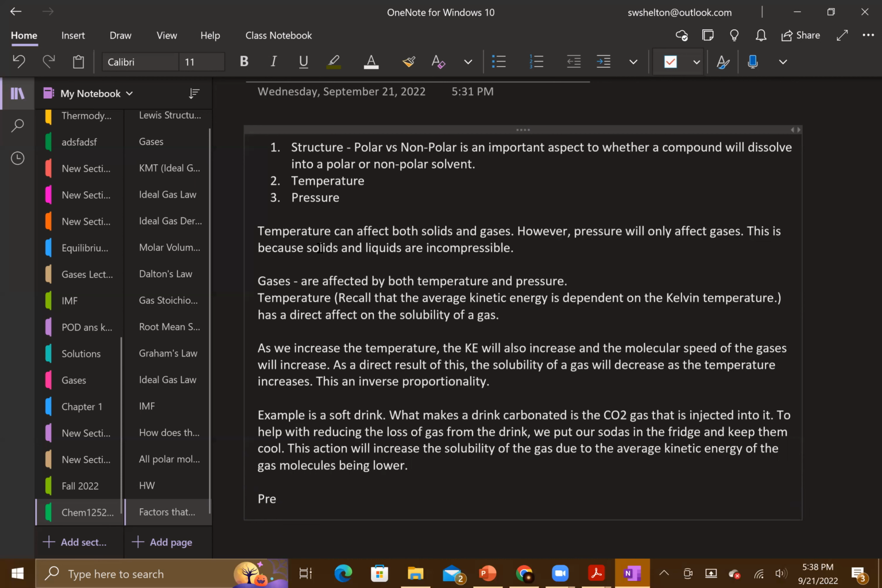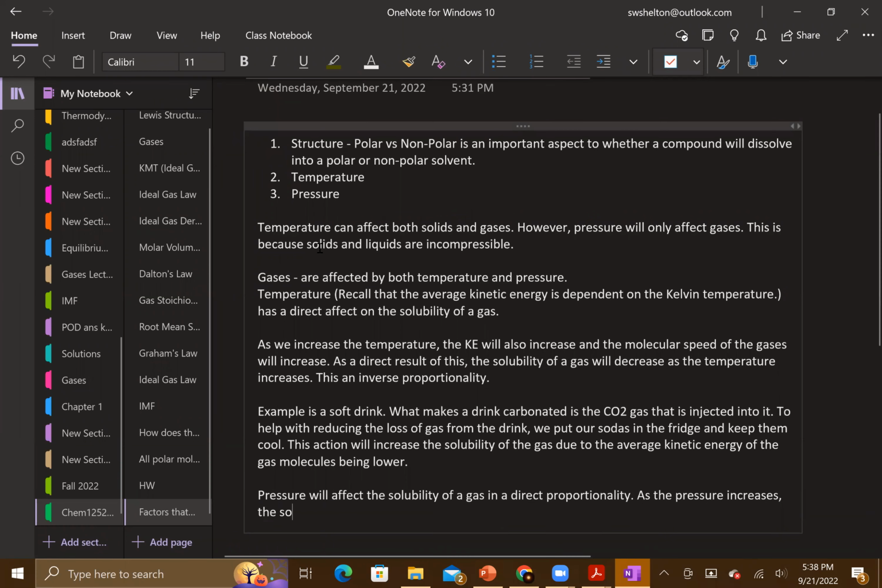Now the second thing is understanding how pressure will affect the solubility of a gas in a direct proportionality. All right. So as the pressure increases, the solubility of a gas will increase. All right. This is based off of Henry's law.